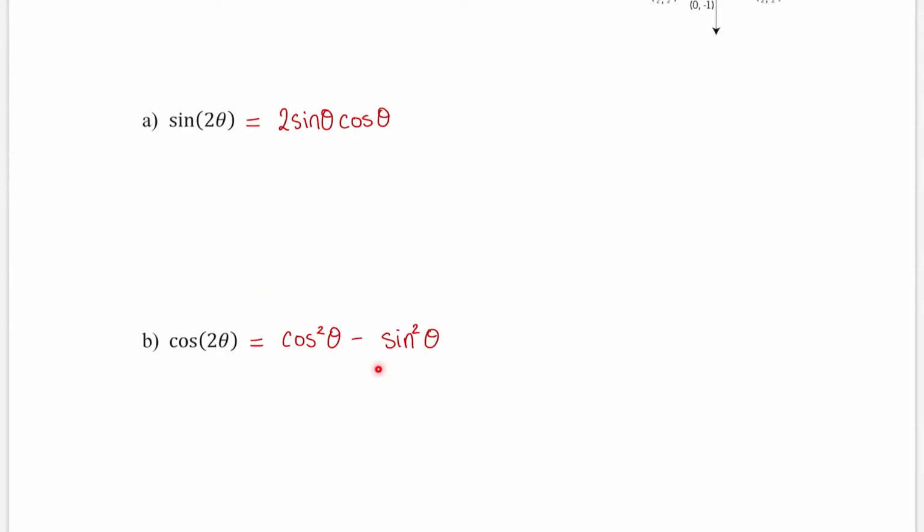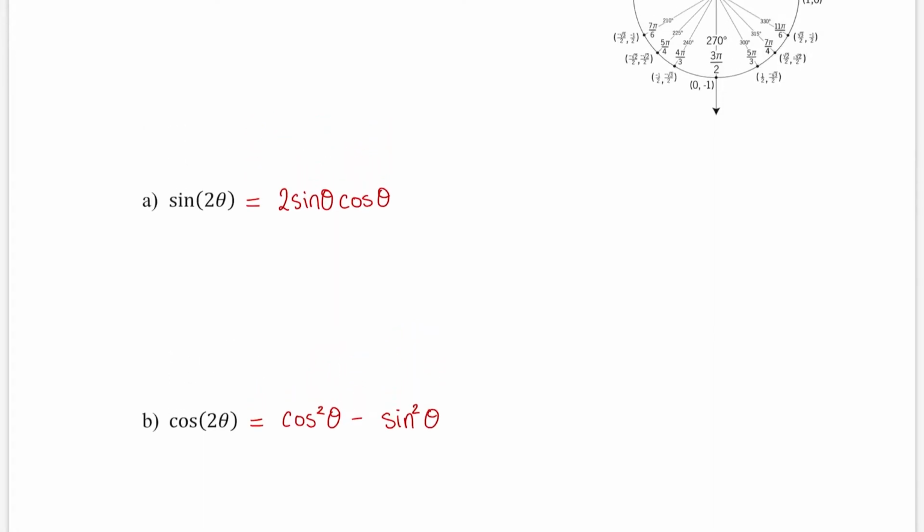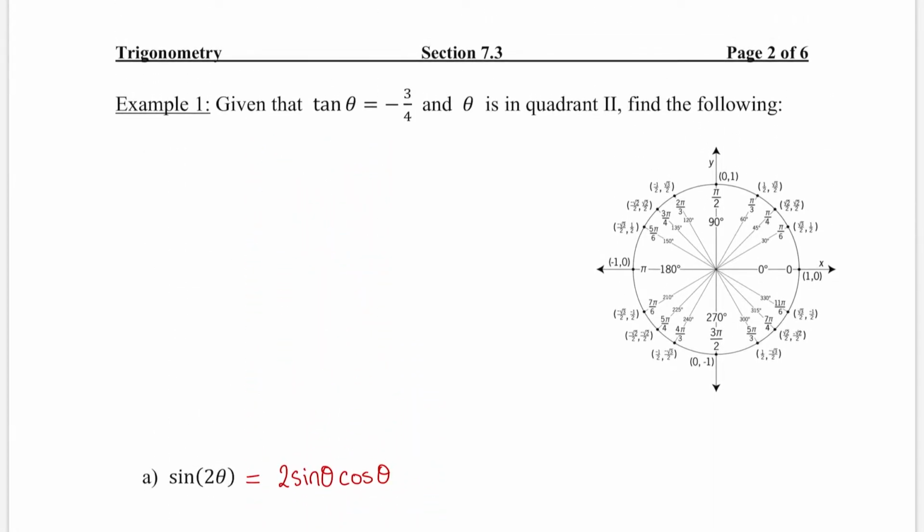For these two formulas, I need sine theta and cosine theta. So the first thing I'm going to do is go ahead and find sine of theta and cosine of theta. The information they gave me is tangent of theta equals negative 3/4, and theta is in the second quadrant. I am going to use the Pythagorean identity: 1 plus tangent square equals secant square.